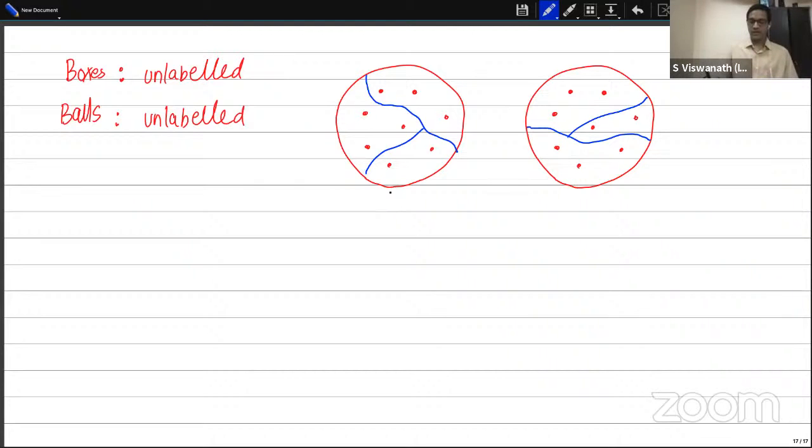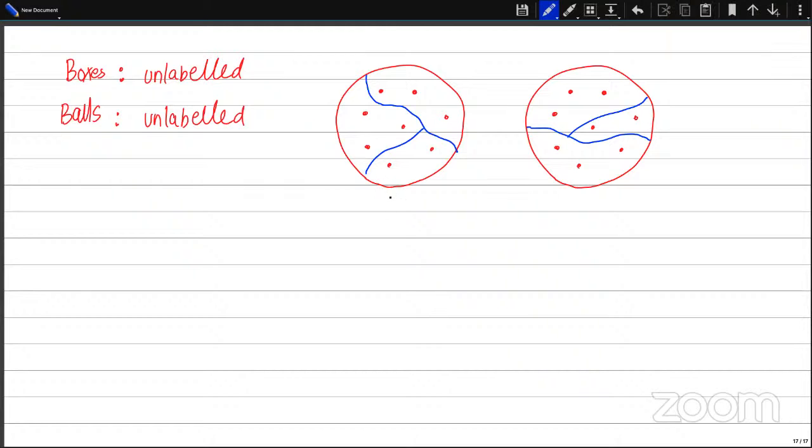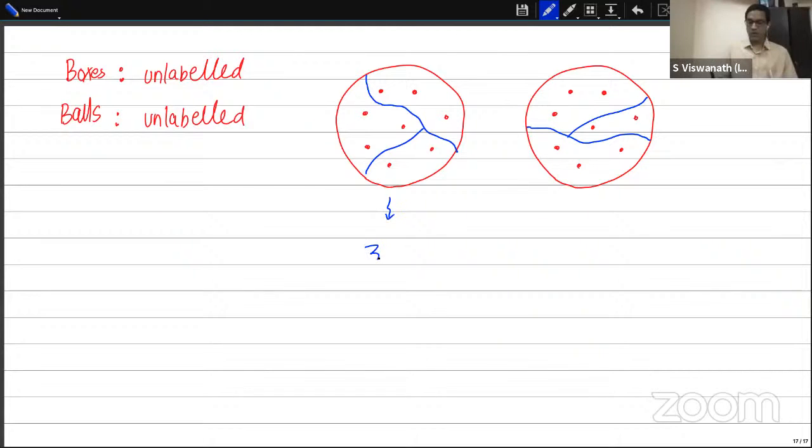Correct. So what matters finally, when are they different or rather when are they same, is if you have firstly the same number of boxes and the number of balls in the boxes is also the same. So here you can represent this by saying, oh, one box has 3, another box has 3, and another box has 2.